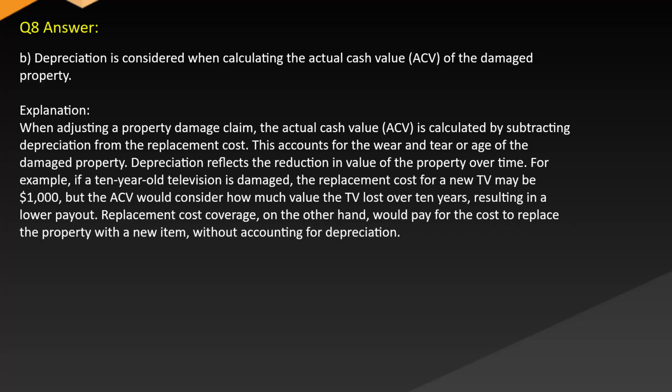Depreciation reflects the reduction in value of the property over time. For example, if a 10-year-old television is damaged, the replacement cost for a new TV may be $1,000, but the ACV would consider how much value the TV lost over 10 years, resulting in a low payout. Replacement cost coverage, on the other hand, would pay for the cost to replace the property with a new item without accounting for depreciation.